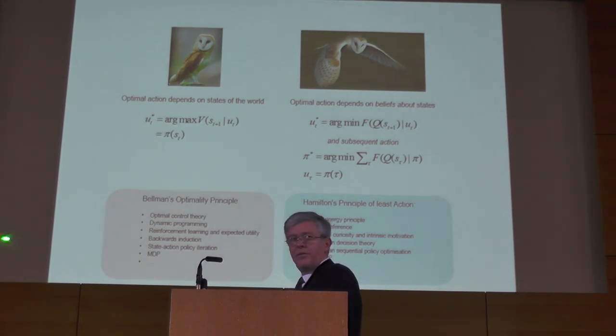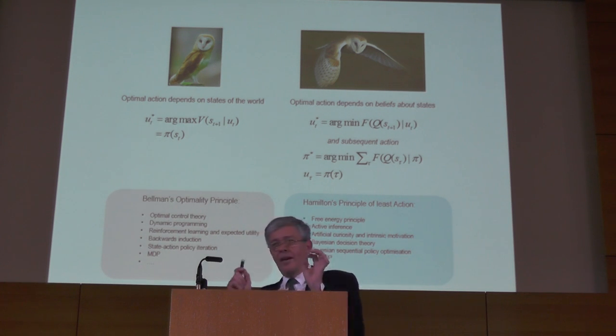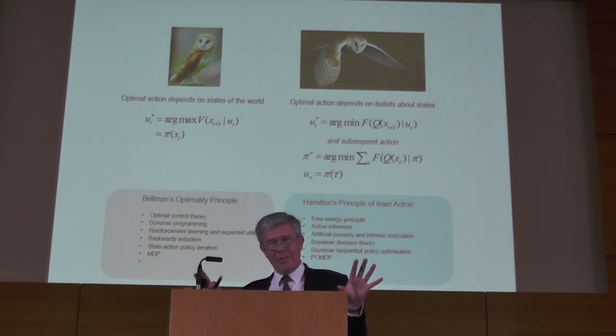And these have a lot of different flavors in them. So Bellman's optimality principle, the optimal control theory, programming, reinforcement learning, and so on. Whereas if we go with Hamilton's principle of least action, we're in the world of active inference, active learning, artificial curiosity, choosing motivation, and so on and so forth. Partially observed or belief state Markov decision processes. So that's the deliberate divide I'm introducing, and now I'm going to try and put them back together.